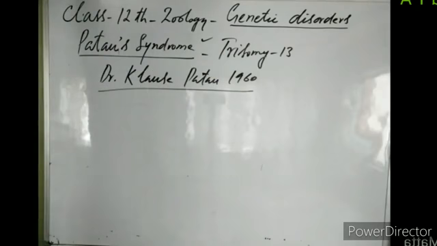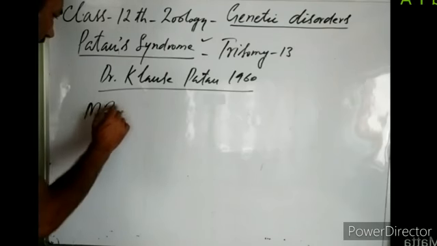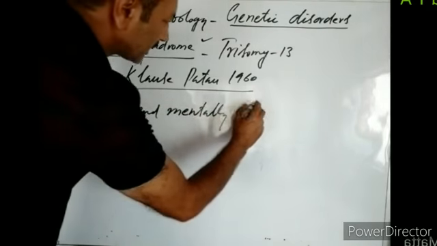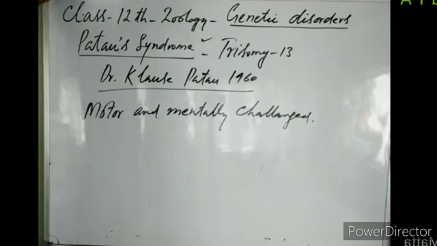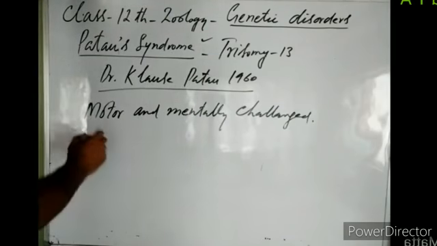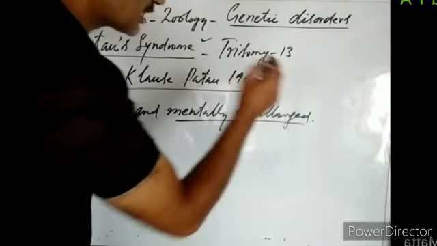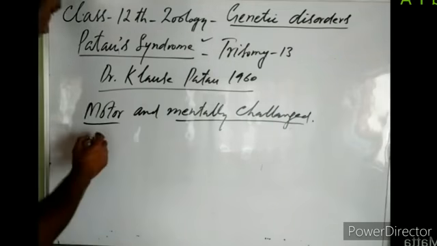What are the stigmata, the marks of this Patau syndrome? These persons who suffer from Patau syndrome are motor and mentally challenged. Persons suffering from Patau syndrome have motor disability. They cannot make movements properly. Their muscles do not make precise movements, right? So they have walking difficulty. They cannot move properly. And they are mentally challenged. That means they suffer from some sort of mental retardation.